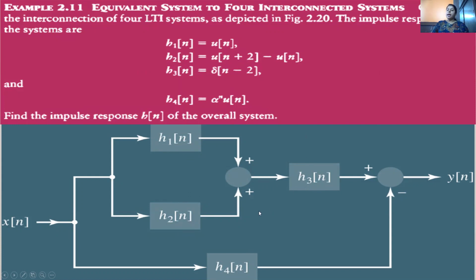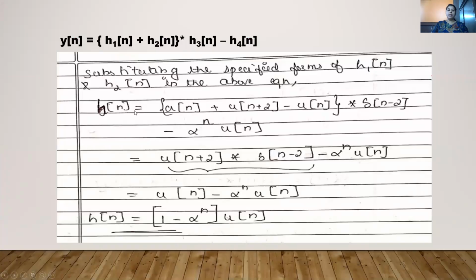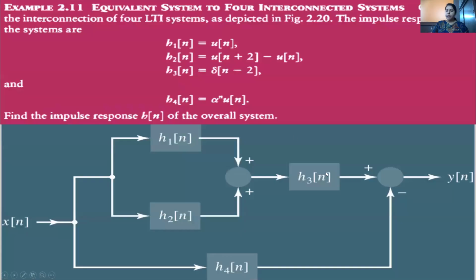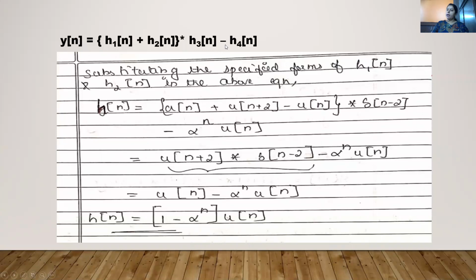Now this thing I am connecting in parallel with H4, which means my final equation will become, sorry, this is not Y of n, this is H of n. H of n is equal to H1 of n plus H2 of n, because they both were in parallel, convolution H3 of n, because they were in series. Then, come back to the previous one. See, this H4 has a minus symbol, so obviously in the equation also I have to write it as minus. That's why this minus came, minus H4 of n.